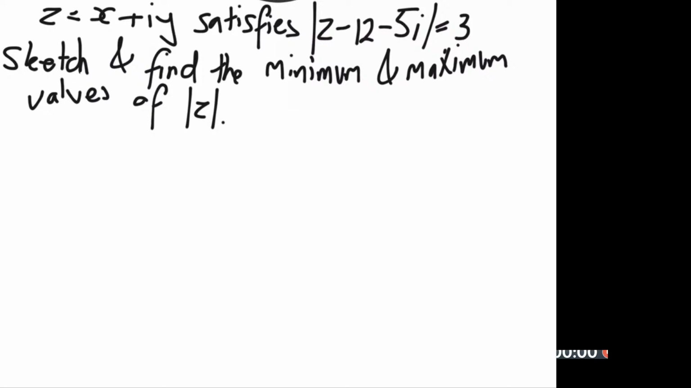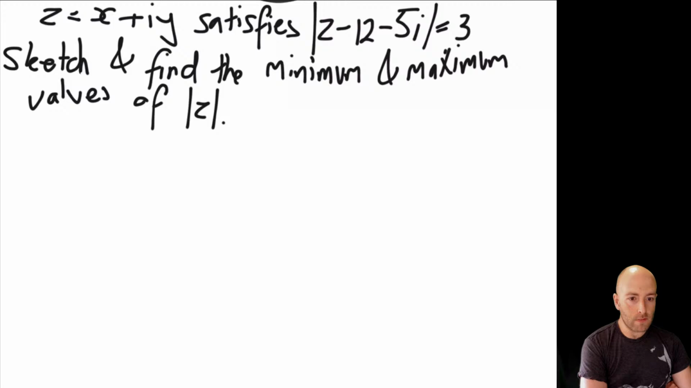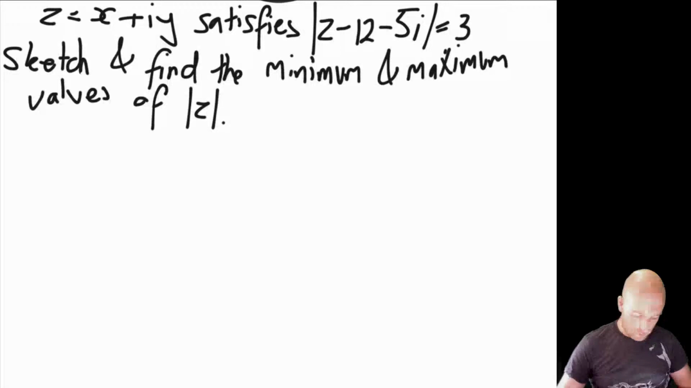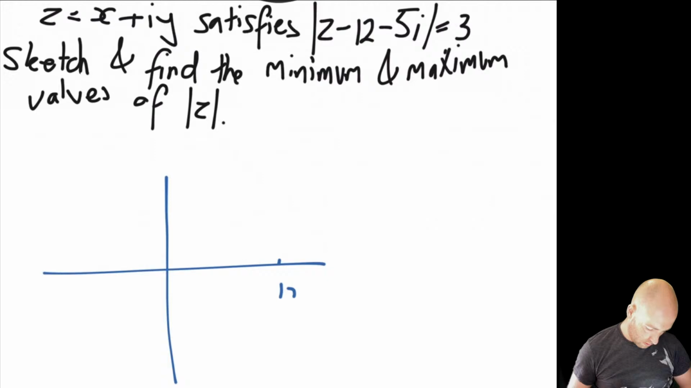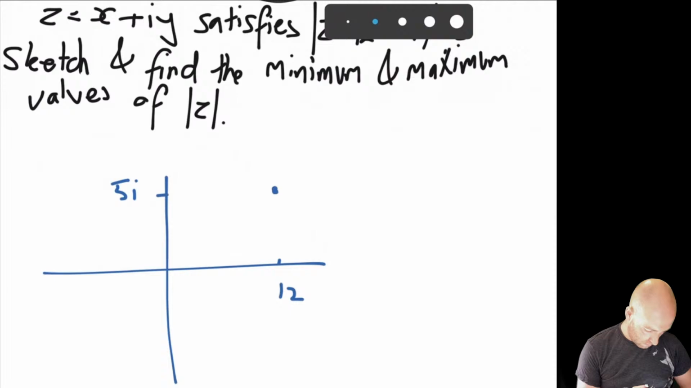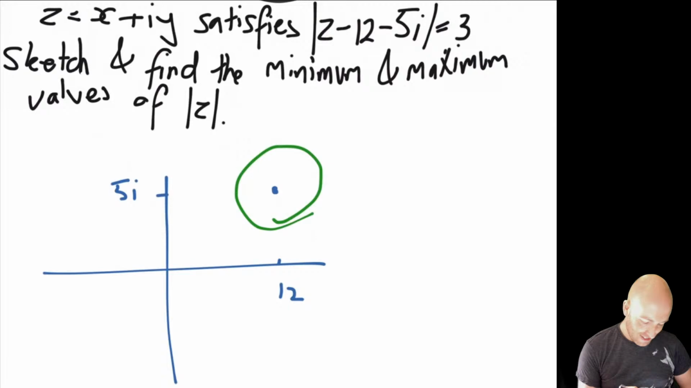Cool. Right. Alex and Fifi, great. 100%. I think you guys have got it. Let's go through this quickly then. So z is going to equal 5i plus 12, or 12 plus 5i, really. Let's draw it. So there, the radius is 3. Something like that. We want to find the min and max values of z.